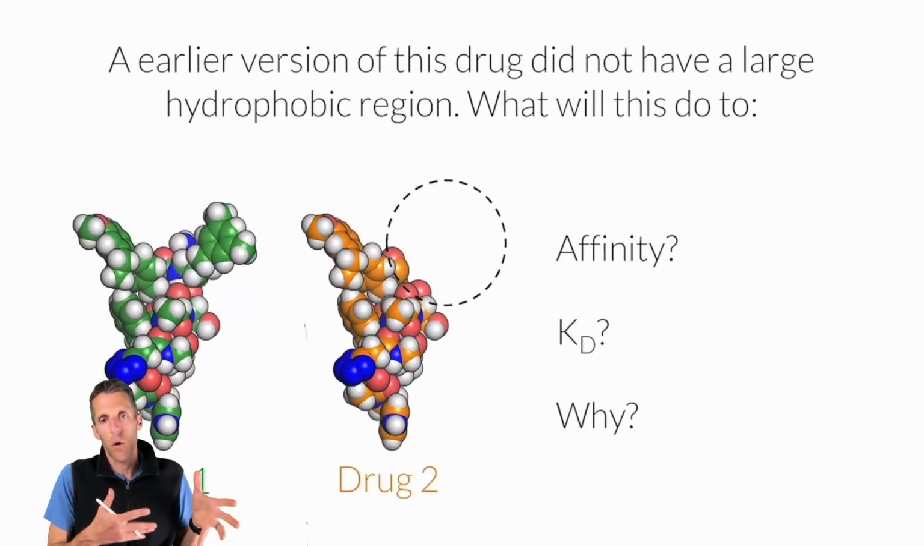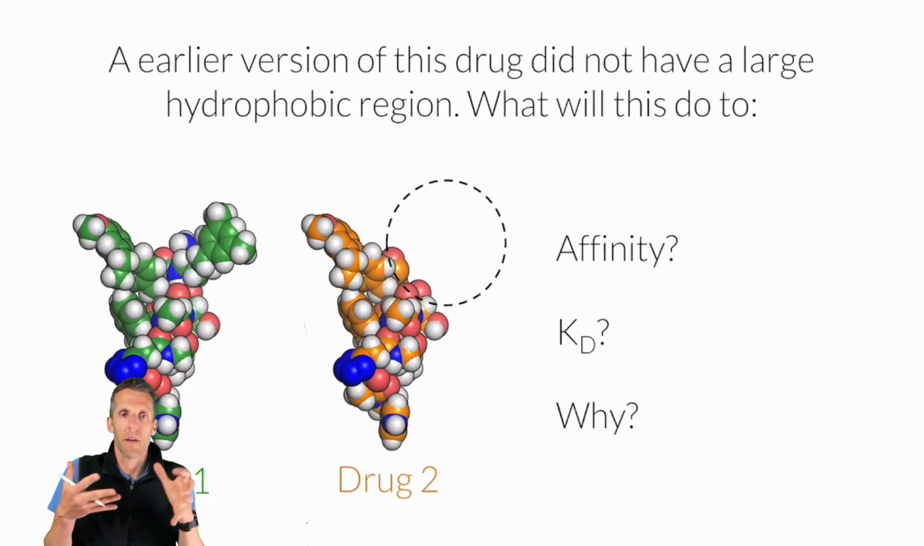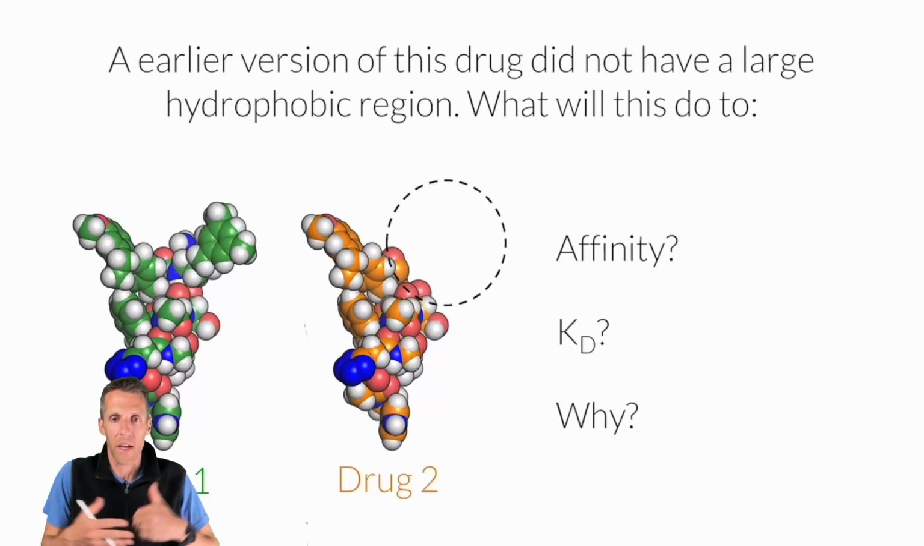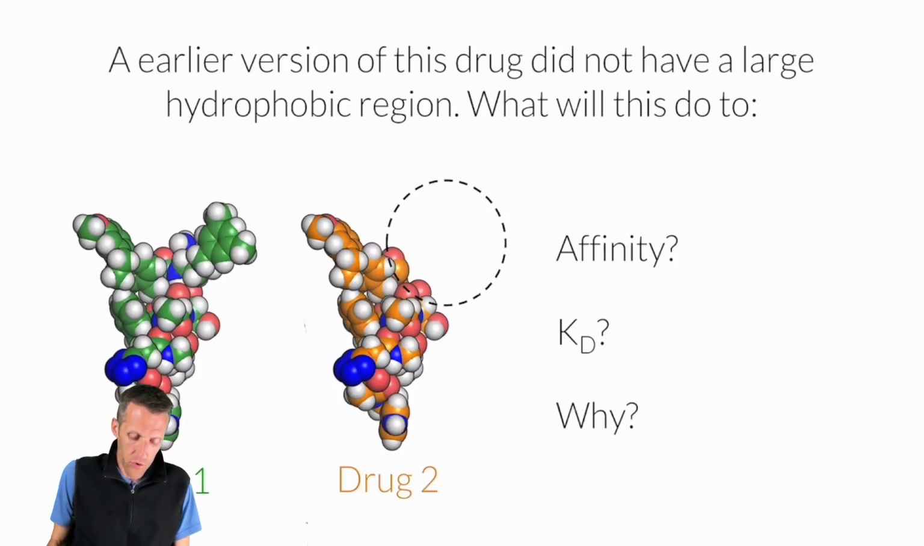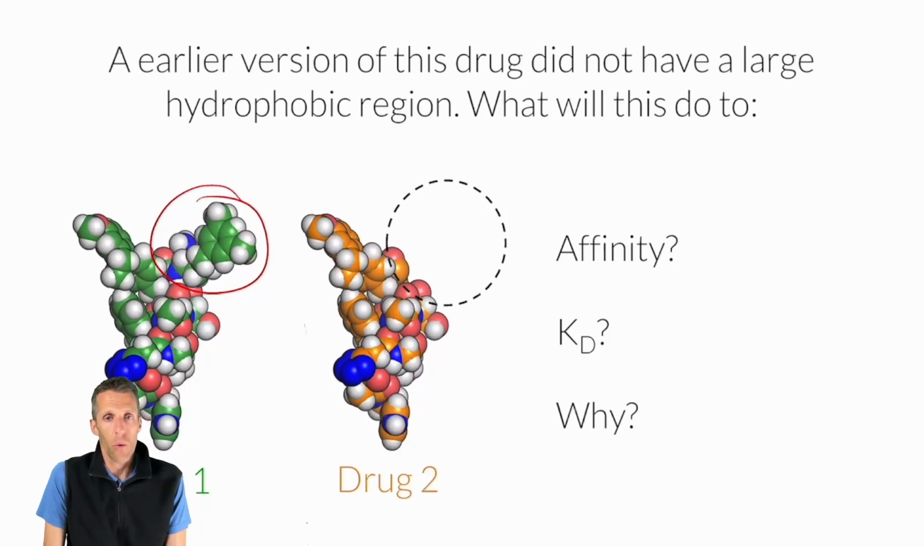So these GLP-1 drugs are actually derivatives of naturally occurring molecules. They started with a natural one and started modifying it over time. So here's drug number 2. This actually predates drug number 1, so this is an earlier version of the drug. It's missing this big hydrophobic chunk here. So what do we think? What does the loss of that hydrophobic chunk mean for affinity, for KD, and why? So what does removal of that chunk mean for affinity and KD?